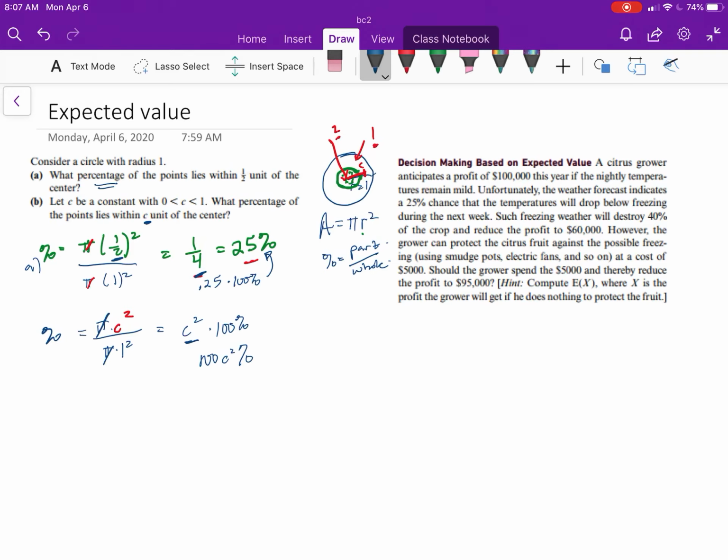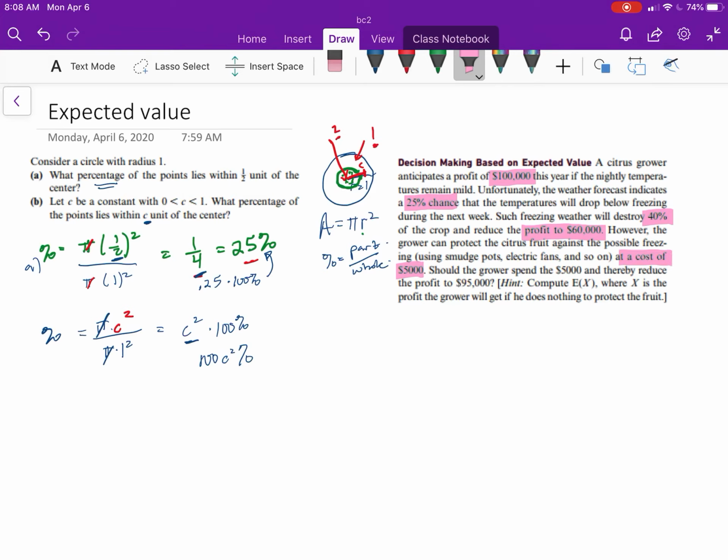Okay, moving on to this word problem, something a bit more realistic in the business world. I'm going to highlight here: the anticipated profit is 100,000 if the nightly temperatures remain mild. The weather indicates a 25% chance they'll drop below freezing. If it does freeze, it'll destroy 40% of the crop, so it reduces the profit to 60,000. They can protect the citrus against freezing, but it would cost them 5,000.